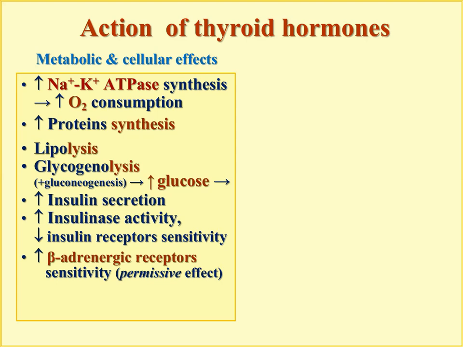Excess of thyroid hormones proportionally increases sensitivity, and the same level of catecholamines produces a stronger effect on the receptor. And correspondingly, a decreased level of thyroid hormones produces decreased sensitivity, and again, the same level of catecholamines makes a smaller effect on beta-adrenergic receptors. So it looks like thyroid hormones permit catecholamines to produce the effect on beta-adrenergic receptors. That's why we call this the permissive effect.